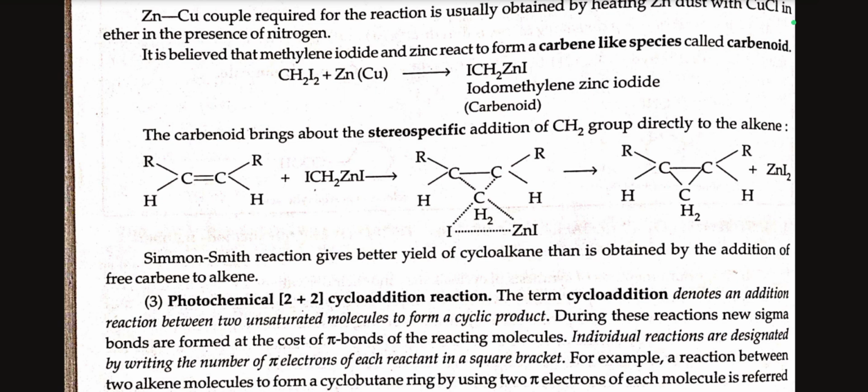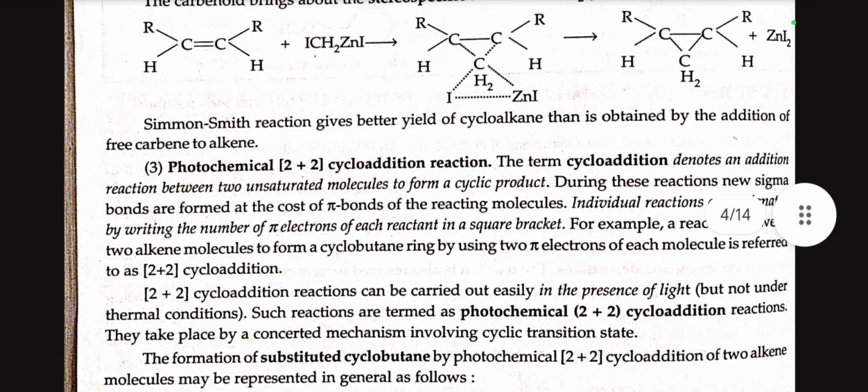Photochemical 2+2 cycloaddition reaction. The term cycloaddition denotes an addition reaction between two unsaturated molecules to form a cyclic product. During these reactions, new sigma bonds are formed at the cost of pi bonds of the reacting molecules. Individual reactions are designated by writing the number of pi electrons of each reactant in a square bracket. For example, the reaction between two alkene molecules to form a cyclobutane ring by using 2 electrons of each molecule is referred to as 2+2 cycloaddition.